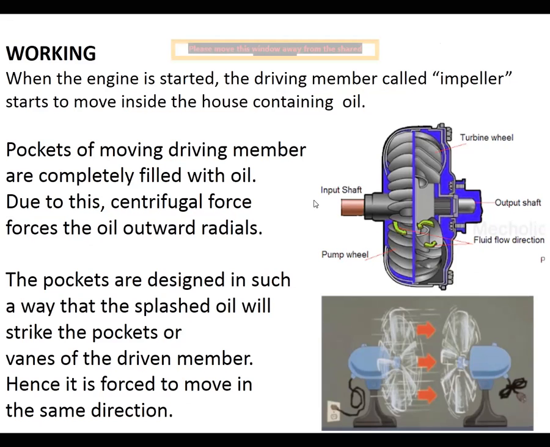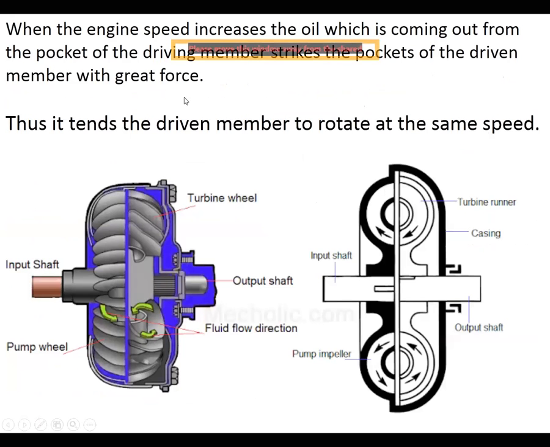Then the power is not lost here. When the engine speed increases, the oil coming out from the pockets drives the sockets of the driven member, right? The oil also gets energized through the centrifugal force, moves along the impellers and strikes the turbine blades, so that it tends to rotate at the same speed, right?